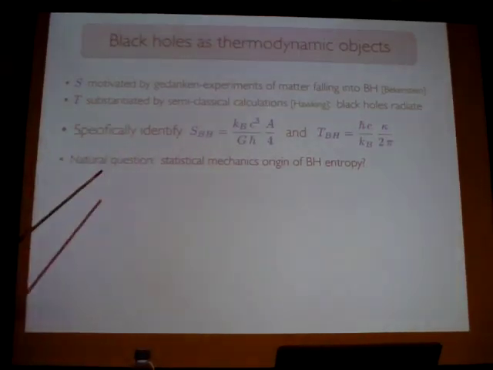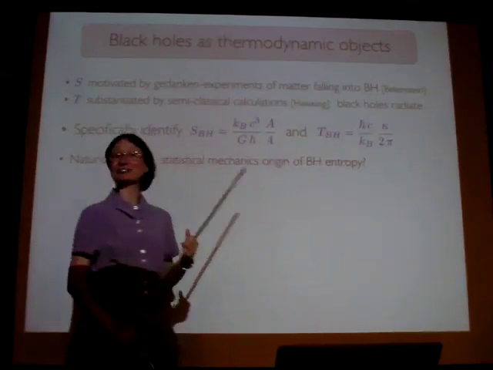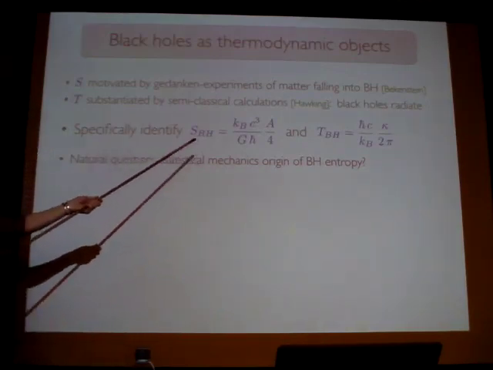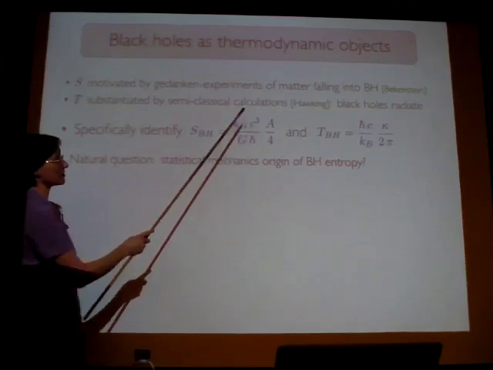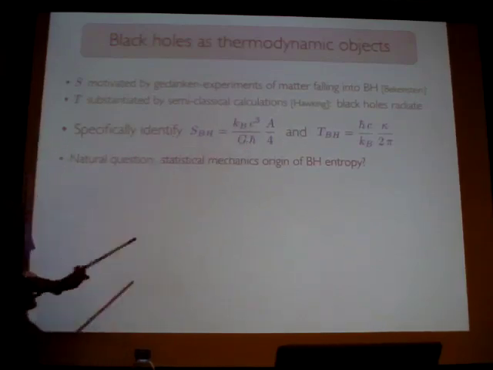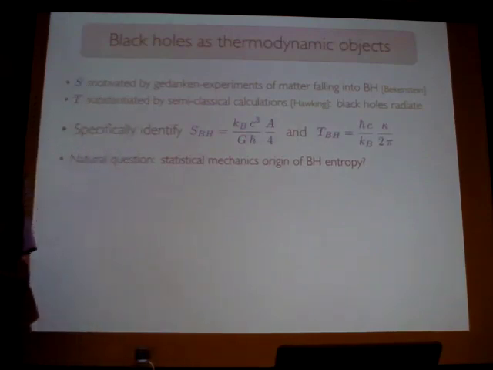So I have reinstated the usually ignored fundamental constants of nature here, just to emphasize that these relations are fundamentally rooted in thermodynamics, in special relativity, in gravitation, and in quantum mechanics. Now, from statistical mechanics, we're used to thinking about entropy as counting the number of microstates. So the main question here is, what are the microstates of the black hole?